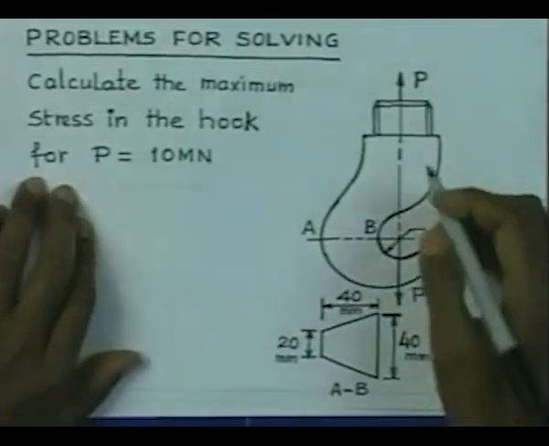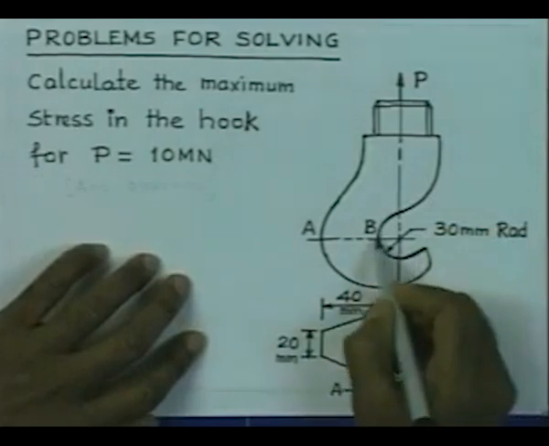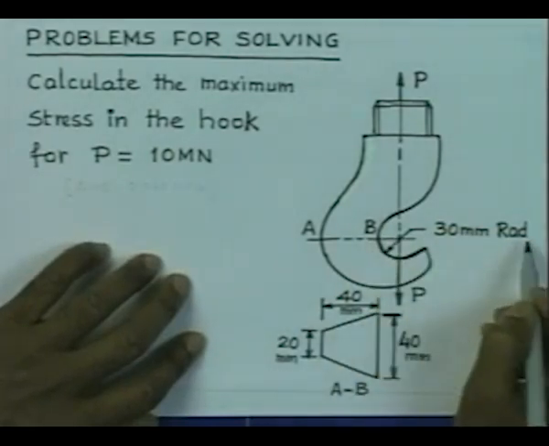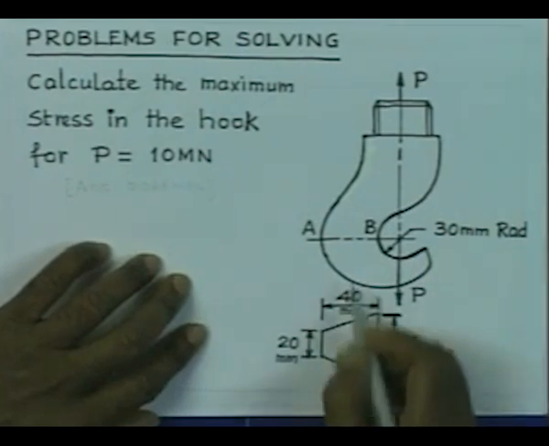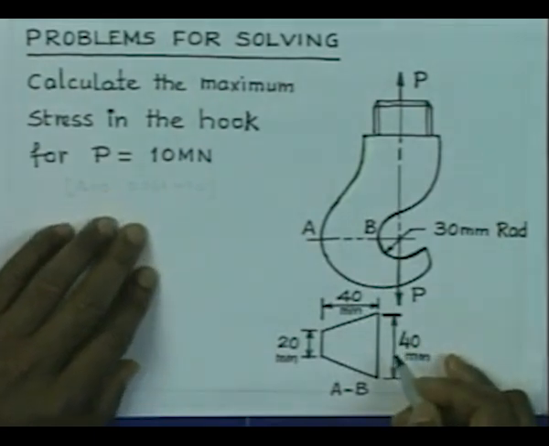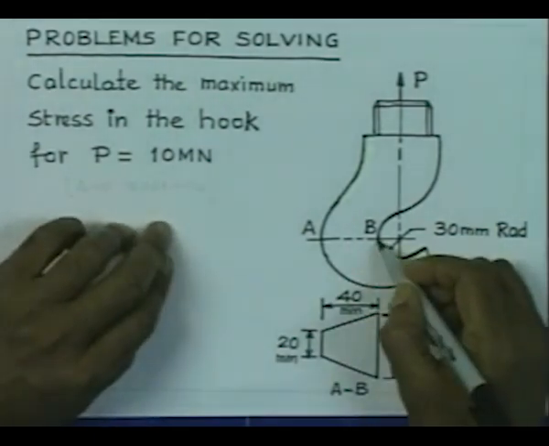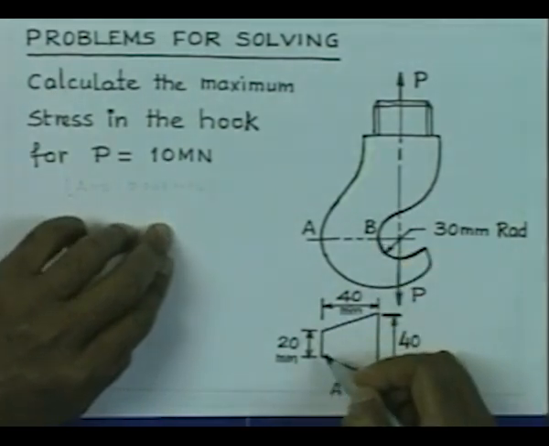I would like you to consider certain problems for solving. You can look into a problem of this type. You have a crane hook, with a radius here which is just 30 millimeter, and this cross sectional area at AB is trapezoidal. Generally in this construction you will find that the larger width is going to be at the inner radius. So, therefore, you have 40 here and 20 at this side.